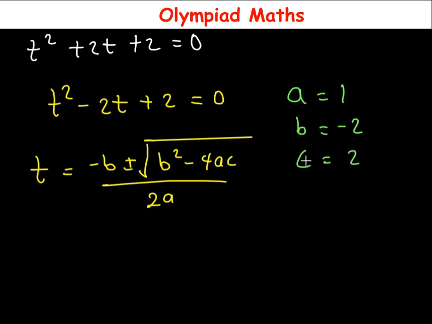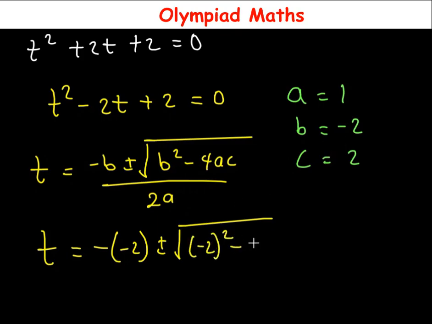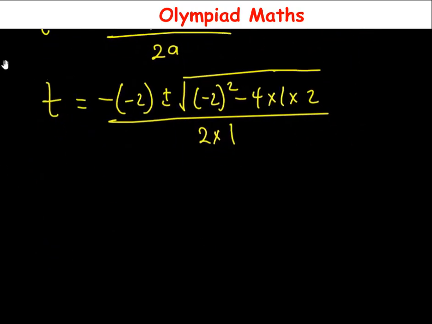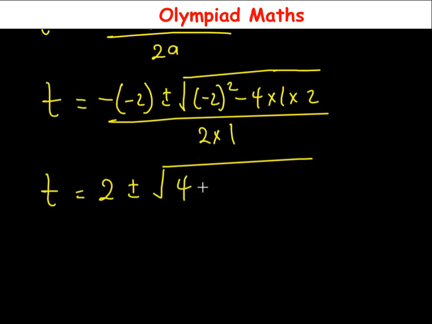So inputting the values of a, b, c into the formula, the value of t is then equal to minus b, which is minus 2, so minus minus 2, plus or minus square root b, which is minus 2, all squared, minus 4 times a, which is 1, times c, which is 2, then all over 2 times a, which is 1. So with this, the value of t is equal to minus times minus 2 is plus 2, plus or minus square root of minus 2 squared is 4, then minus 4 times 1 times 2 is 8, all over 2 times 1 is 2.